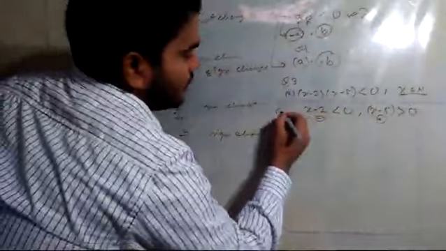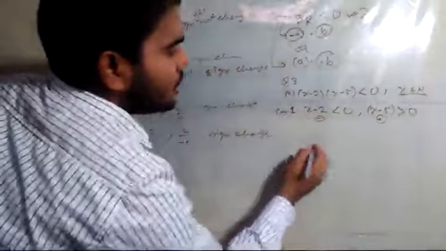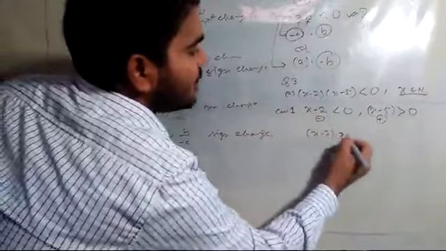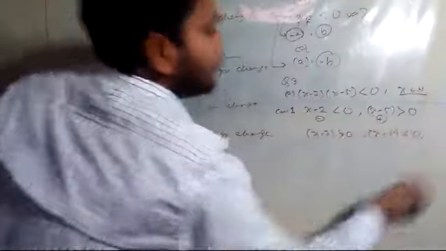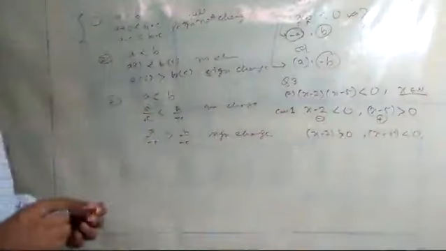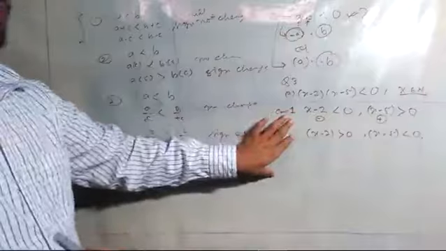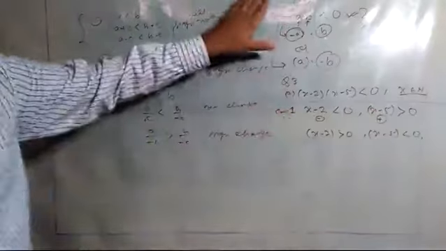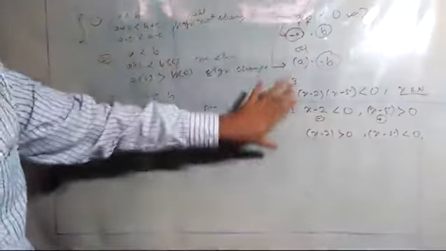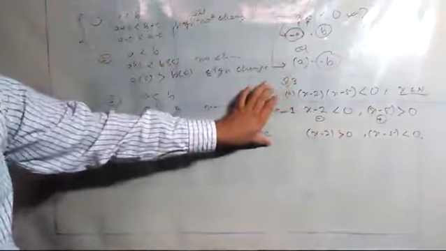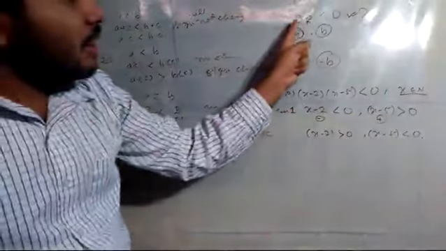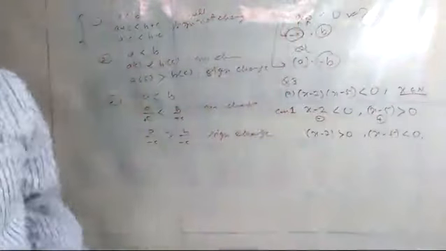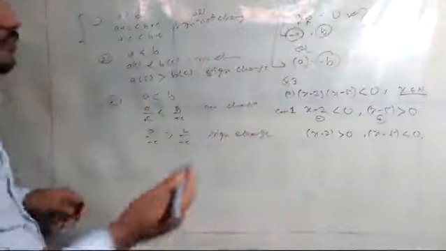This is case 1. Or either x minus 2 will be greater than 0 and x minus 5 will be less than 0. These two cases are possible. I hope it is clear, my dear students. Once again I am repeating, to understand this one, I am taking an example of question number 3 of our exercise. A into B, the product of two numbers, is less than 0.